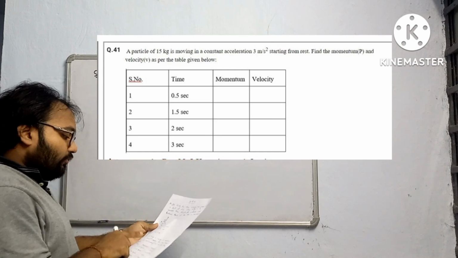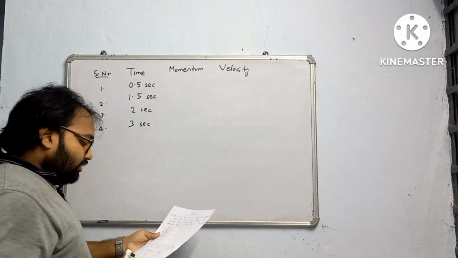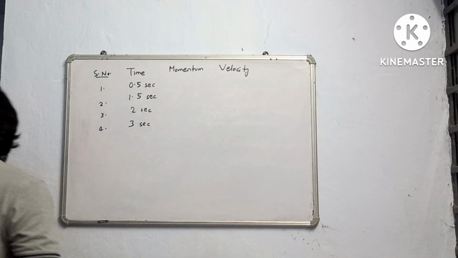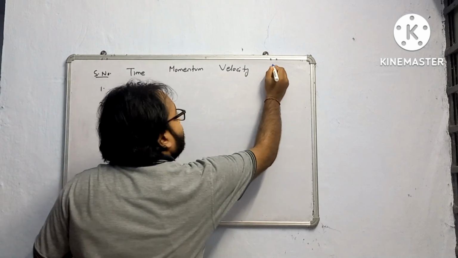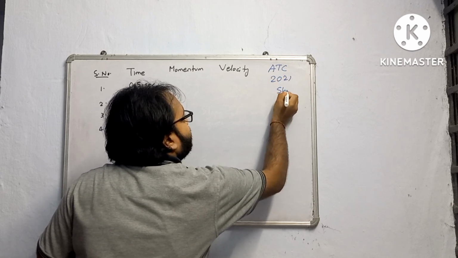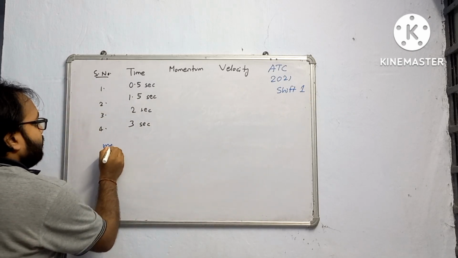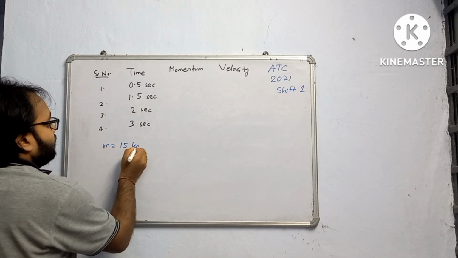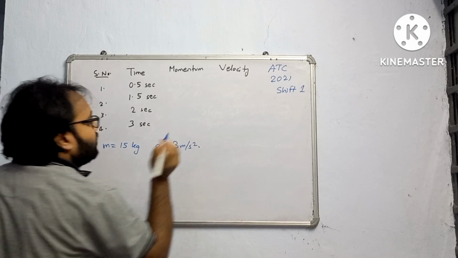What has been given as information? Acceleration is 3 meter per second square and mass is 15 kg. This question also came in ATC 2021 shift 1. Mass has been given 15 kg, acceleration has been given 3 meter per second square.